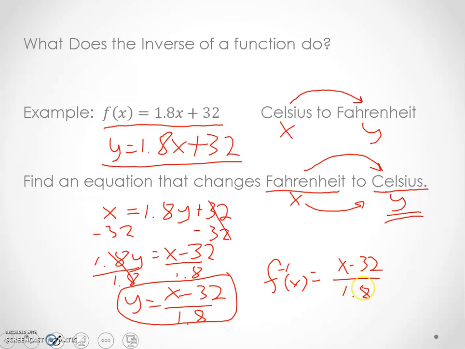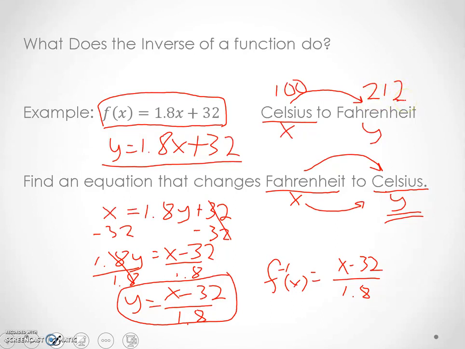over 1.8. So essentially what this means is that if we take a Celsius temperature that we are familiar with, let's say 100 degrees, and I want to change 100 degrees Celsius into Fahrenheit, what I would do is I would plug 100 into our original equation, which is this one here. I would take 100 times 1.8, which is 180, and add 32.